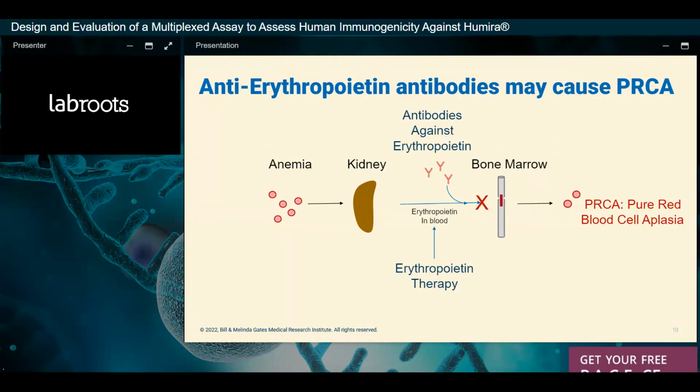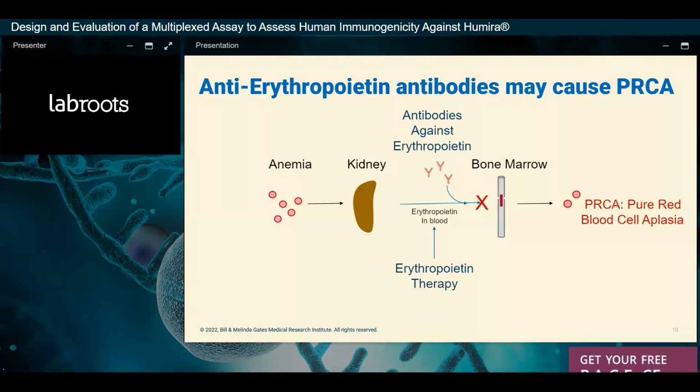Unfortunately, after some time, it was realized that sometimes these patients make an antibody response to that erythropoietin. What that does is these antibodies will bind the erythropoietin that's being given to them and prevent it from working. But they were also cross reacting with the native erythropoietin that was naturally created. So instead of helping the patient, you basically have a complete crash.